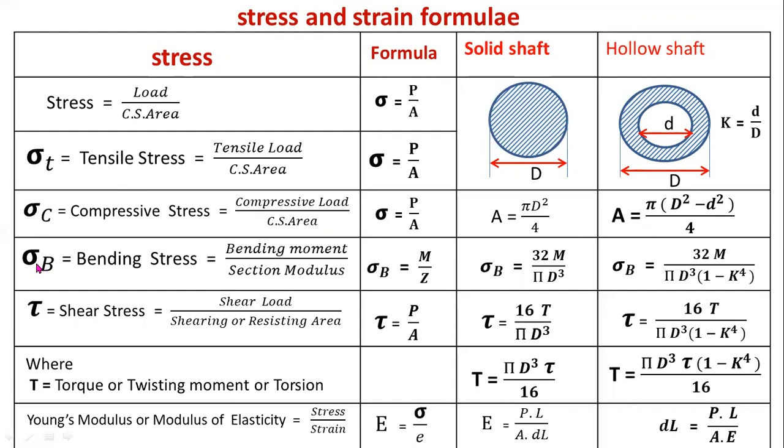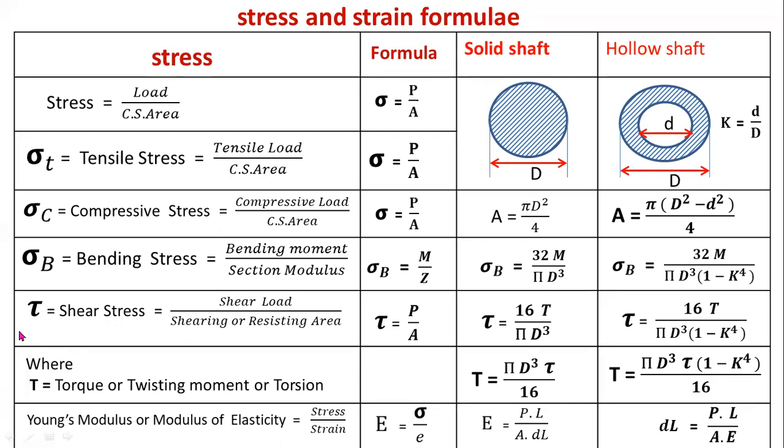Here, sigma B is the bending stress. Sigma B equal to M by Z. M is the maximum bending moment. Z is the section modulus. For solid shaft, sigma B equal to M by Z equal to 32 M by pi d cube. Here the Z for solid shaft equal to pi d cube by 32. For hollow shafts, Z equal to pi d cube by 32 into 1 minus k power 4. This is the formula for bending stress for hollow shaft, and this is the formula for bending stress for solid shaft.